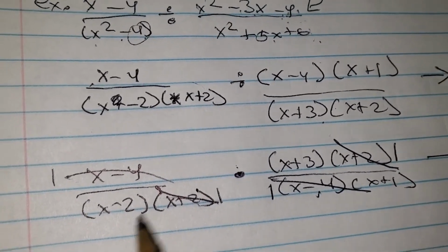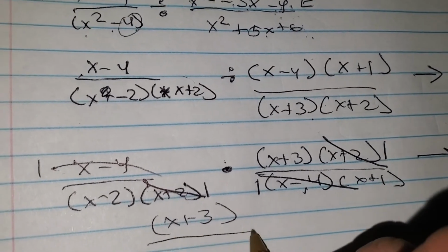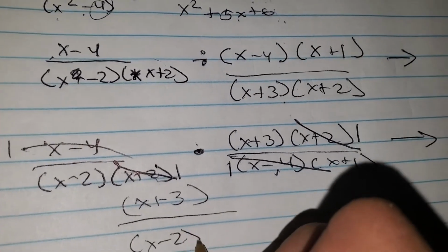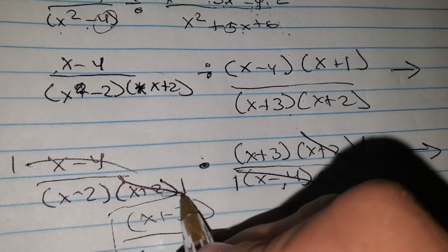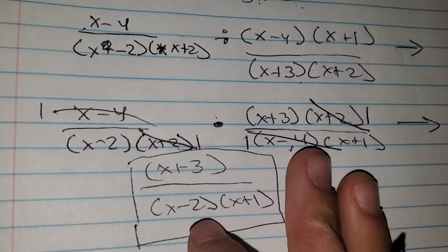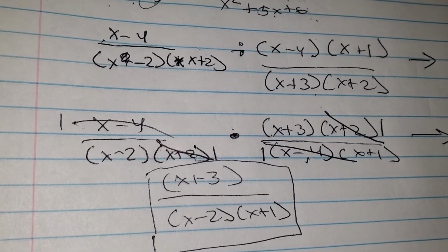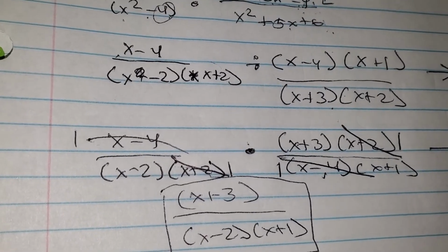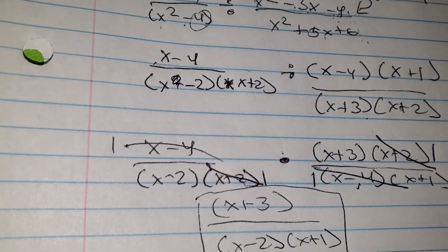So now what's left? Well, we have an x plus 3, and then we have an x minus 2 and an x plus 1. There really aren't any shortcuts to these. These just take time to work out. So our final result is x plus 3 over x minus 2 times x plus 1. Once you're able to do mental math with them, these become really quick though.